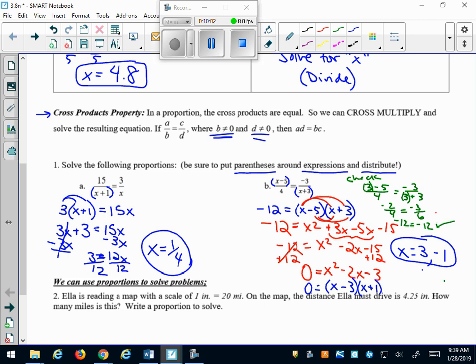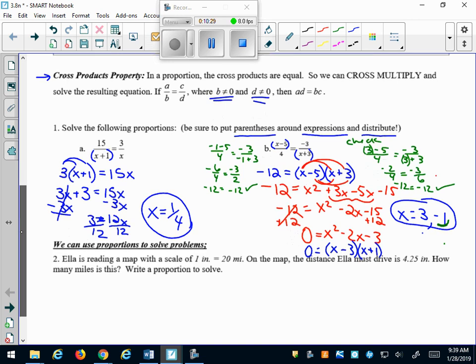And that checks, right? You could do the same thing with the negative 1. Plug it back into the original. Negative 1 minus 5 over 4 equals negative 3 over negative 1 plus 3. Well, that's negative 6 over 4 equals negative 3 over 2. Again, cross multiply, you get negative 12 equals negative 12. And it checks. Right? So all of your solutions, whatever you get for x, should be able to plug back in.